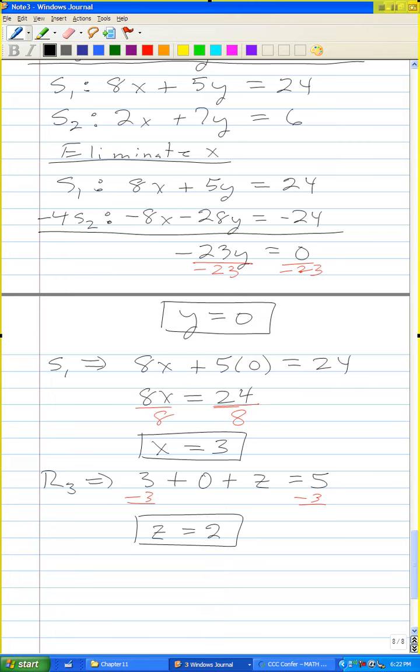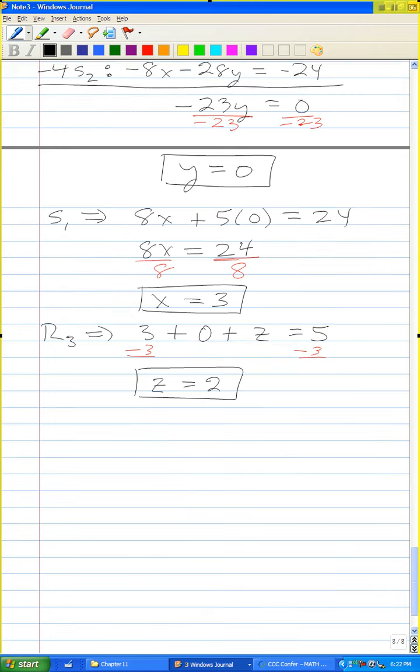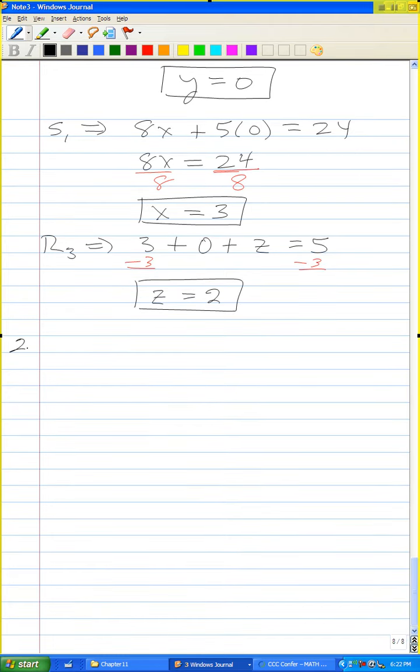Let me do problem number 29. An underdetermined system. And so R1: 2x minus y plus 6z equals negative 5. R2: x plus 5y minus z equals 7.